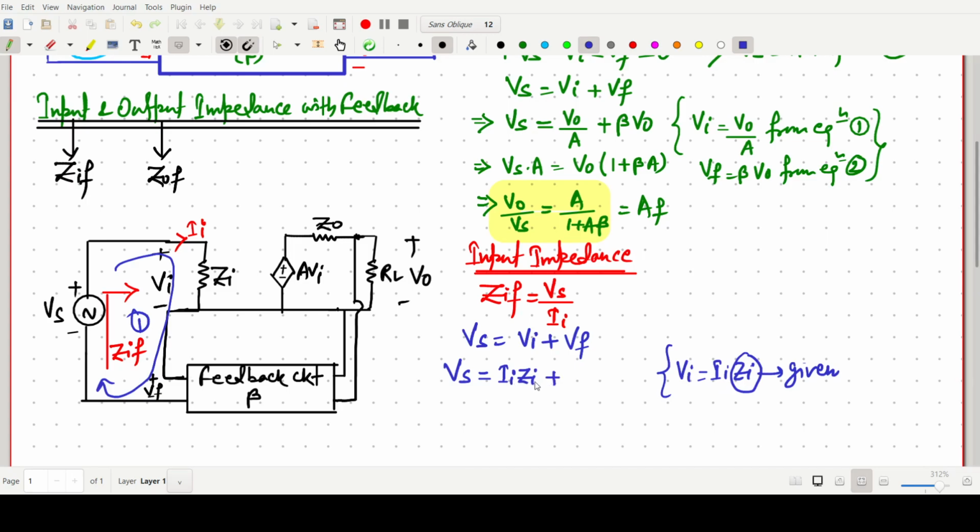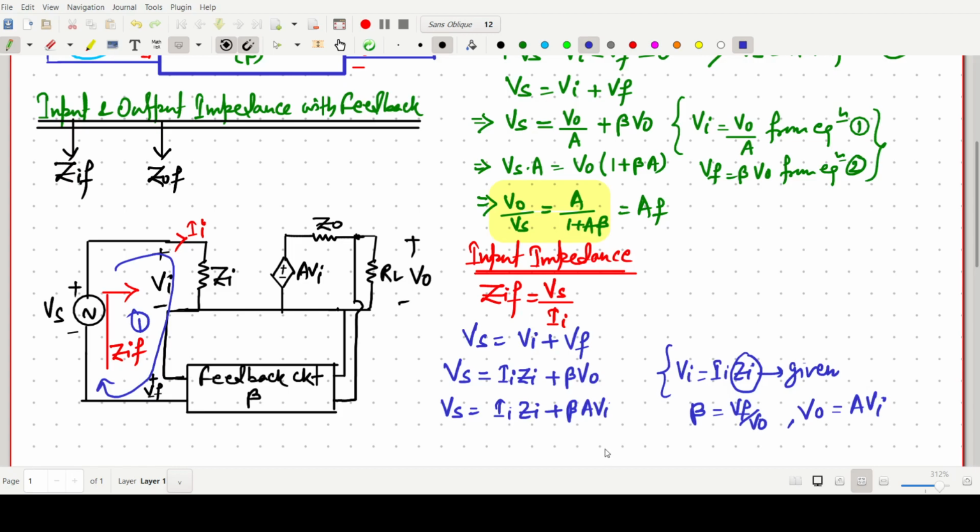So plus Vf. One can write the Vf value: beta equals Vf by V naught. So one can write Vf equals beta V naught. Now again we can write Zi plus beta V naught. V naught we can write as A times Vi. So beta A times Vi, because V naught equals A times Vi.